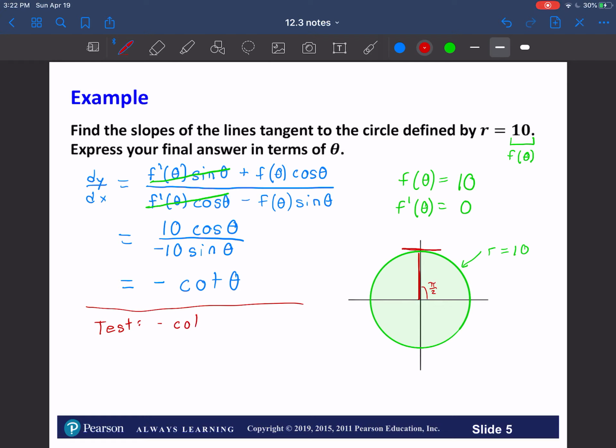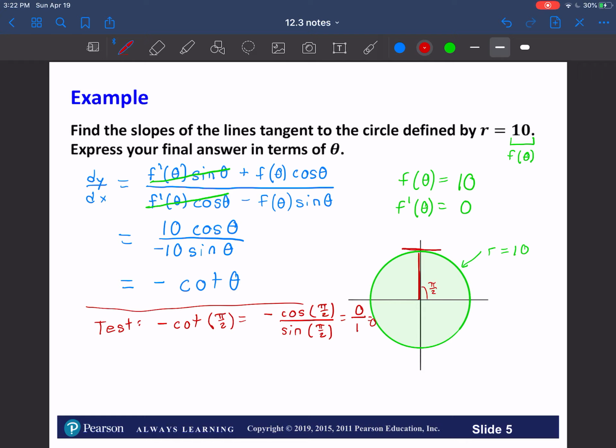Negative cotangent of pi over 2. Well, this is just equal to negative cosine of pi over 2 divided by sine of pi over 2. Clearly, cosine is 0 at pi over 2, and sine of pi over 2 is 1, so we get 0 as desired. So that makes sense. That's a good test. And we can also plug in any other value for theta that we wanted to.